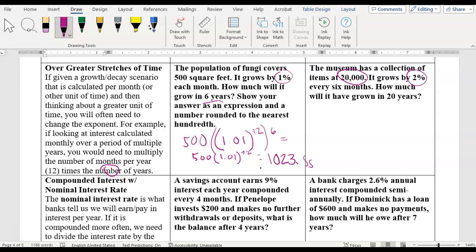All right, the museum has a collection of 20,000 items that grows by 2% every 6 months. So in this case, that's twice a year. So 20,000 times 1.02, because it's 2%, to the power of 2 because it's every 6 months, so twice a year, and then to the power of 20 because it's talking about 20 years, and we're doing it twice for 20 years, so that is 40 times. So we can also rewrite this as 20,000 times 1.02 to the power of 40.